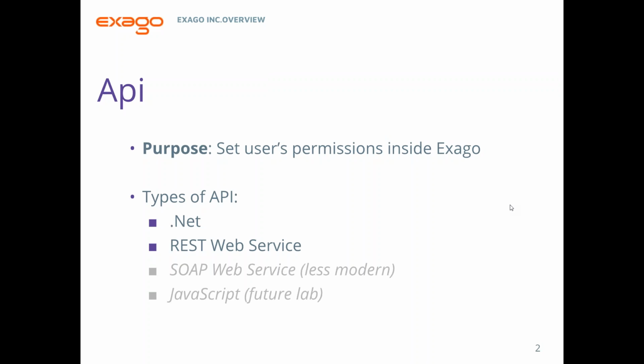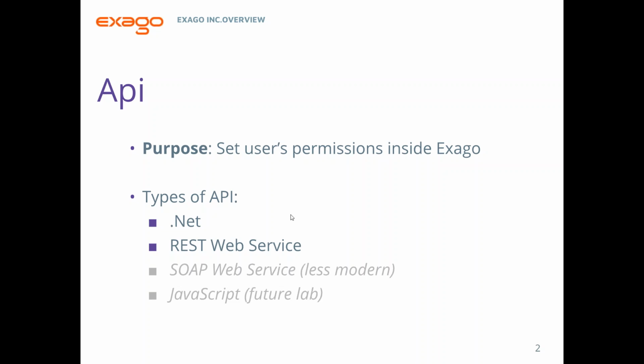So the API is the way that the host application that is integrating Exago sets the permissions on behalf of the user for the session of Exago. So it's how Exago is launched, passing all those user's permissions so that they see the appropriate reports and data without them having to sign in again.